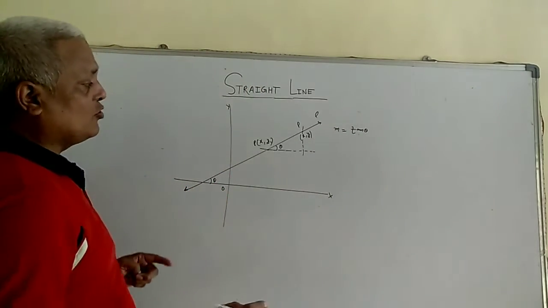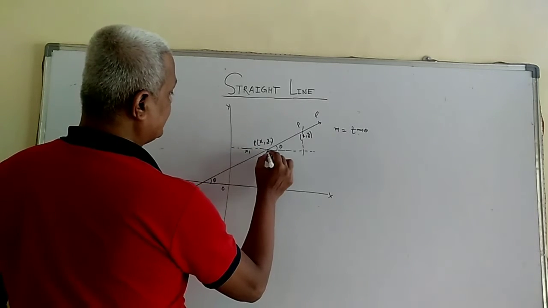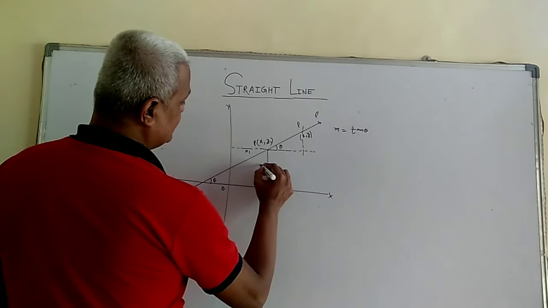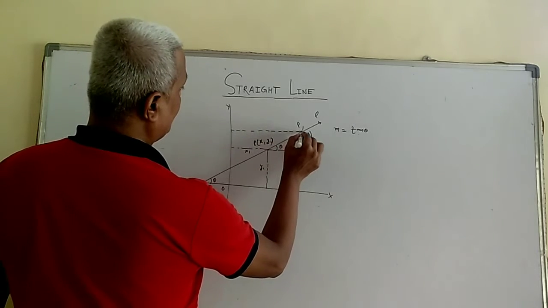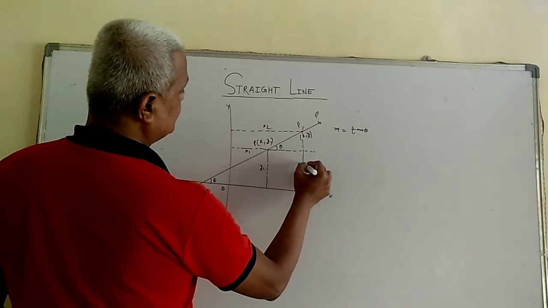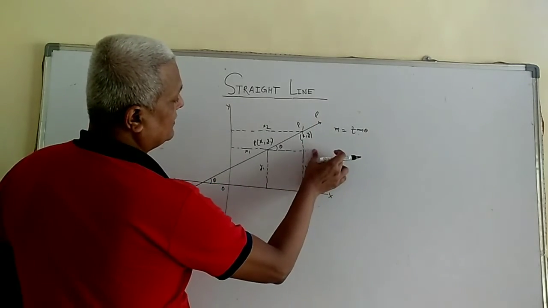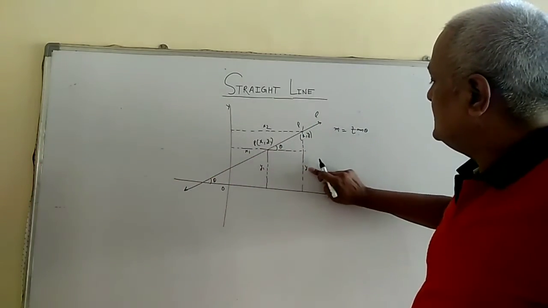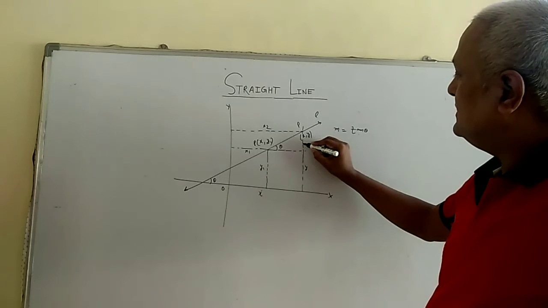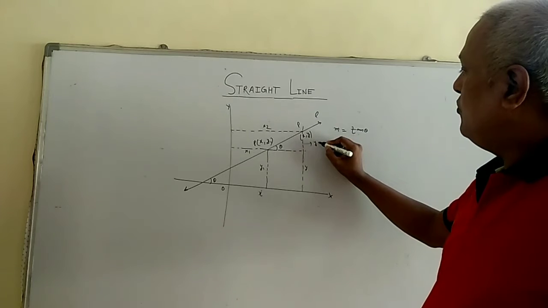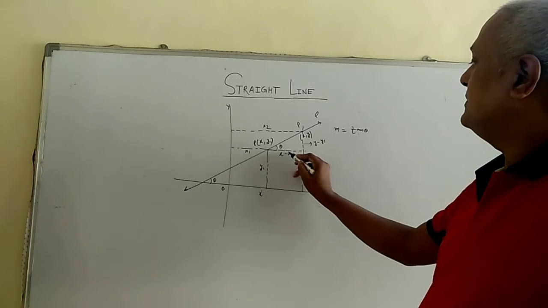Now I use again basics of the coordinates: from here, this distance is x1, this distance is y1. From here, this distance is x2, and this whole distance is y2. Then what will be this distance? Sorry, this is not y2, this is y, and here this is x. So what is this distance? This one is y minus y1, and this is x minus x1.